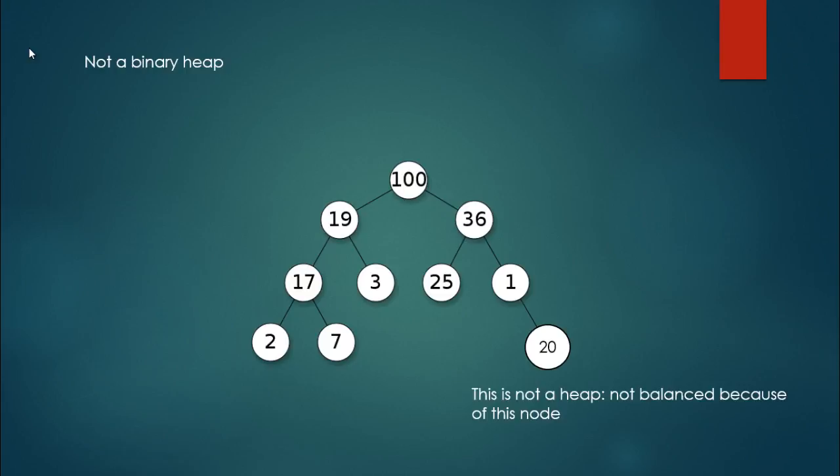So this is not a binary heap, and why? Because we have to fill each row from left to right sequentially, and here we have inserted the 20 to the rightmost element, and it violates the heap property. We should have inserted this node as the left child of node 3, so this is not a binary heap.